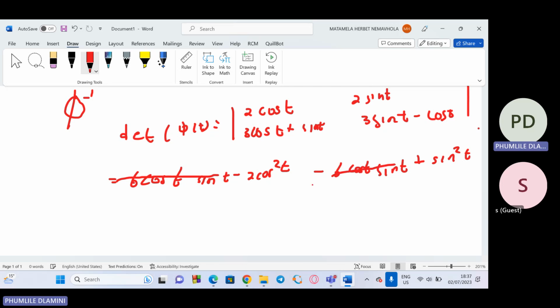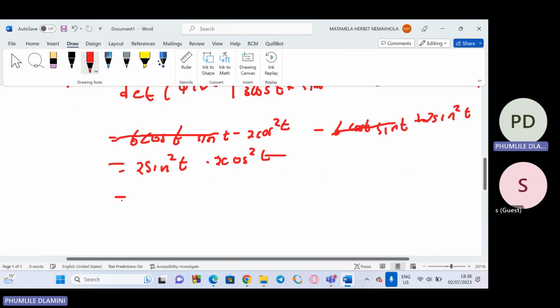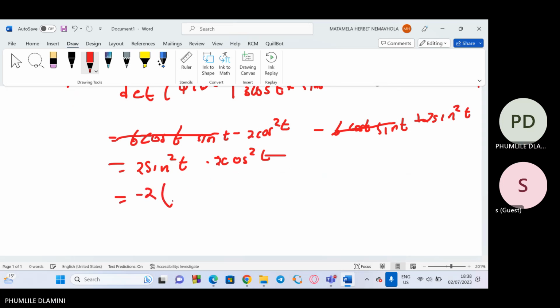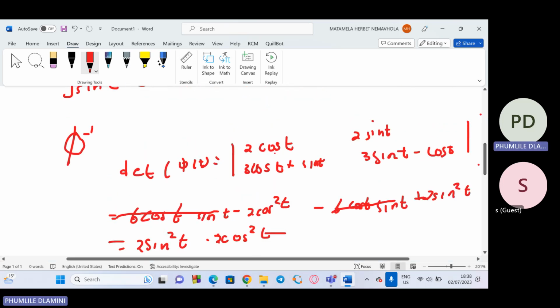Now this one cancels with this, and we remain with 2 sine squared t minus 2 cos squared t. If we take out negative 2, we have cos squared t. Let's verify something.